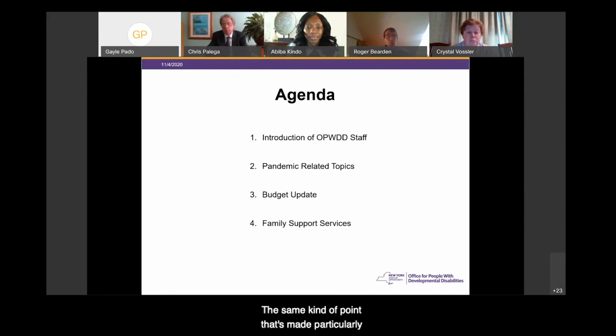The same kind of point is made particularly with crisis services, where investments in prevention can be really, really important to avoid hospitalization, avoid institutional placement, et cetera. So it's a good point, and it's something that we'll take to heart as we look at the budget making. Thank you. I appreciate it.